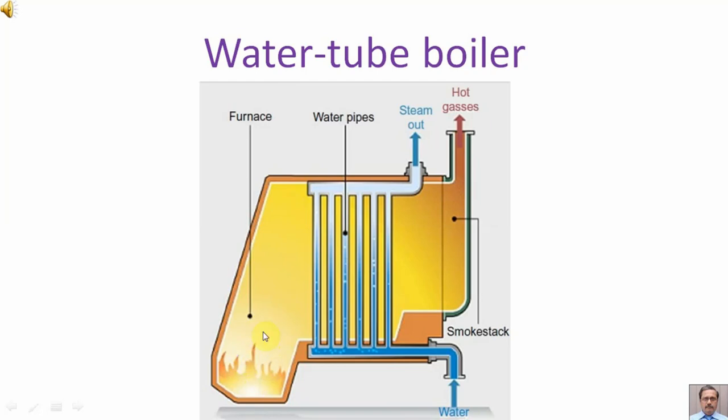furnace, and then these gases are heating up the water pipes, and then on the other end, the hot gases are coming out of the smoke stack. In the water pipes, from one end water is entering, and on the other end the steam is coming out. Since the water is filled inside the pipes, it is called a water tube boiler.